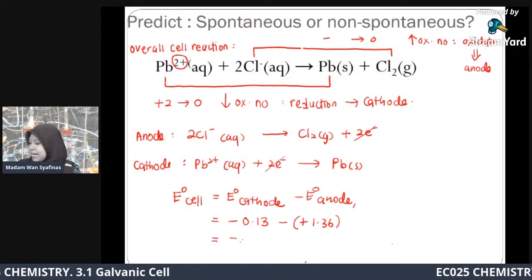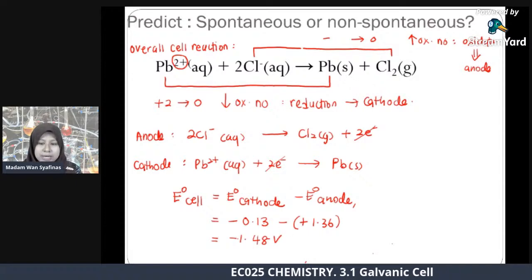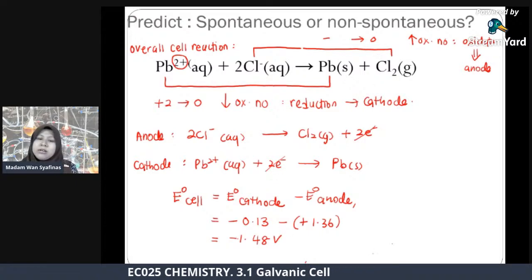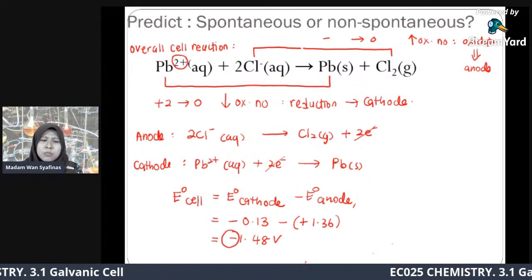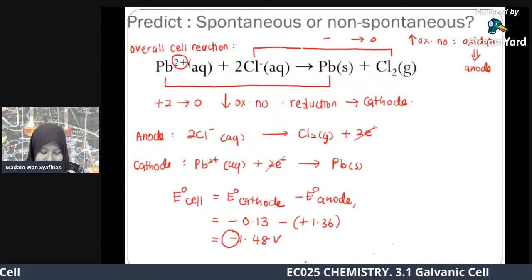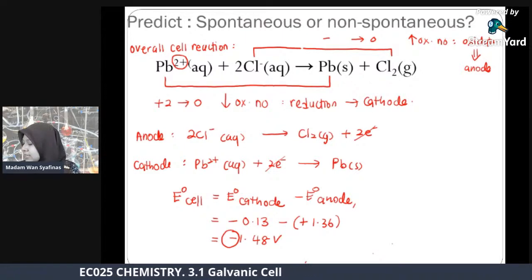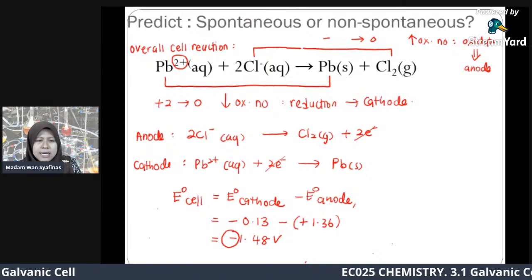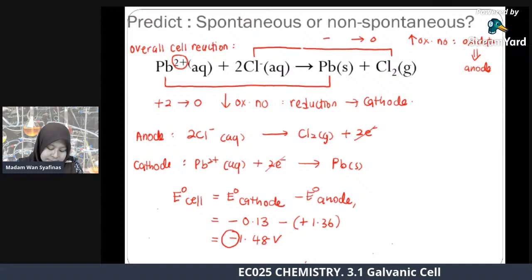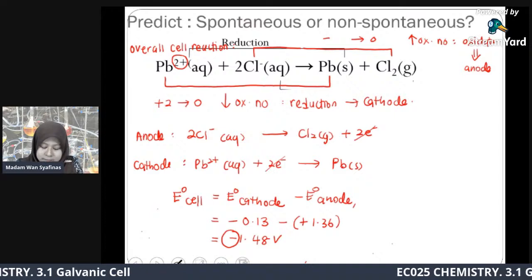Bila kita dapat nilai negatif, maksudnya dia adalah non-spontaneous reaction. Bila non-spontaneous reaction maksudnya no reaction lah. Dia nak berlaku dia need energy. Jadi non-spontaneous ni no reaction. Yang ni untuk detect sama ada spontaneous or non-spontaneous reaction, tengok kepada sign yang kamu dapat untuk E0 cell. Okay, sampai situ sahaja.